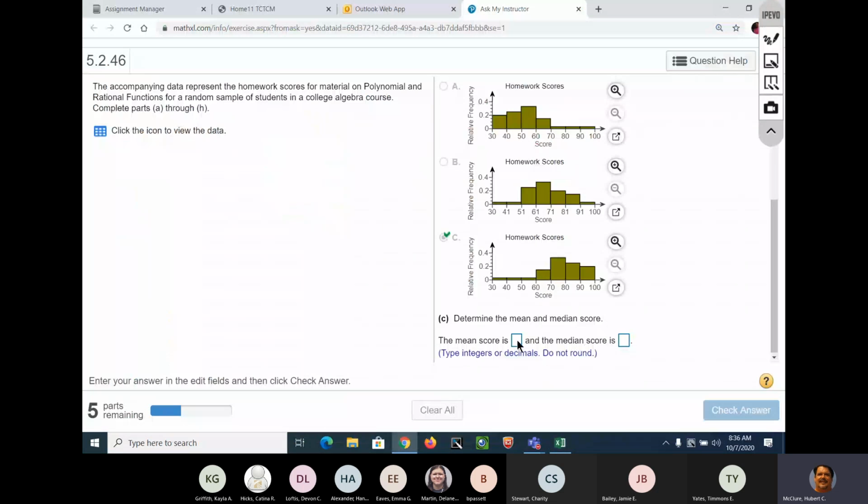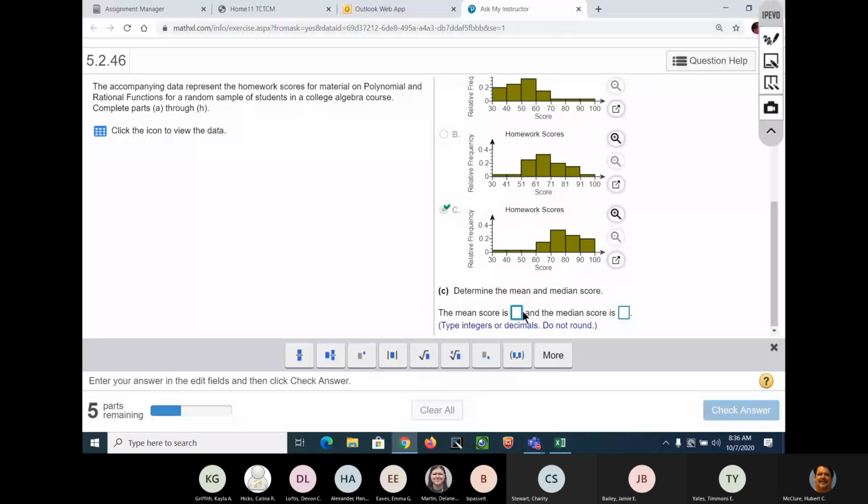Okay, so the mean is 78.125, and it says do not round, so I'm not rounding. And the median is 79.